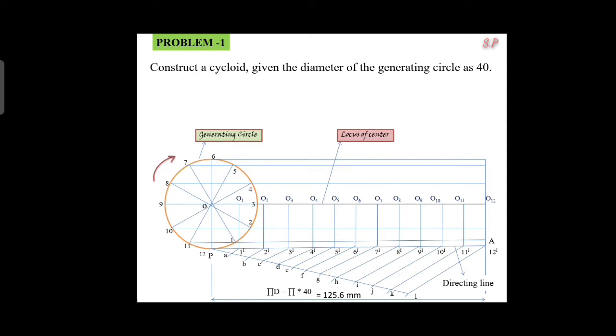After drawing these locus lines, you set 20 mm as the radius in your compass. With O1 as the center, you draw an arc on the first point locus line, intersecting the arc. That intersecting point is P1. Next, O2 is the center, with the same 20 mm radius. You draw the arc on the second point locus line, intersect the arc, and you will get the point P2.